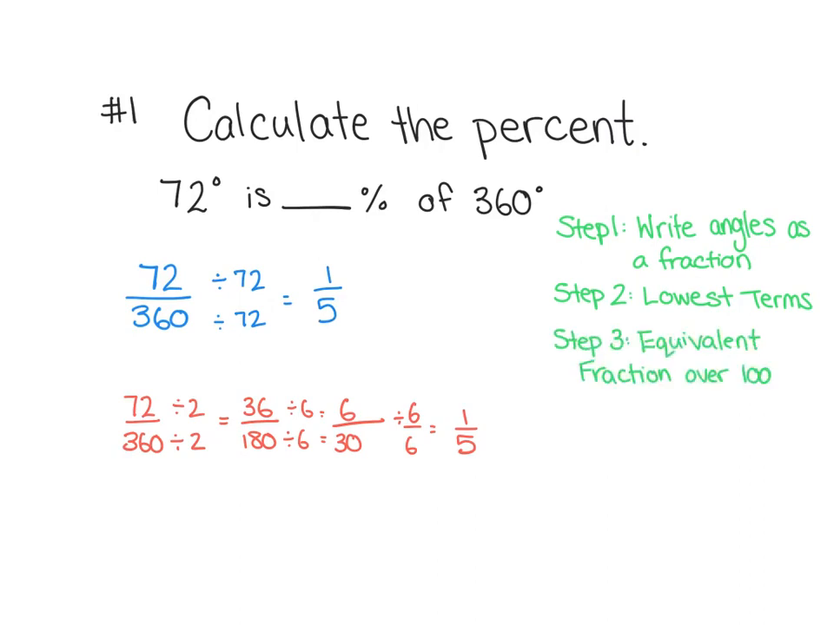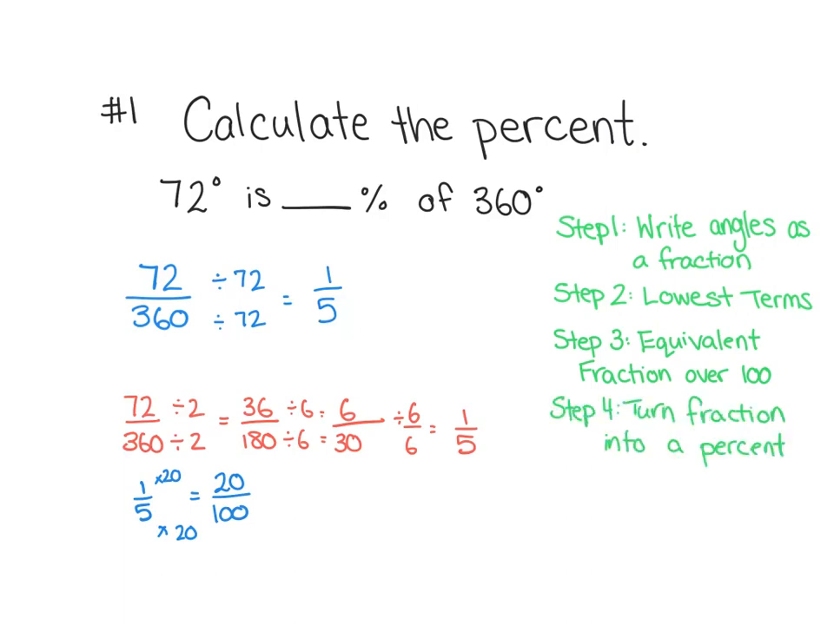Our third step is going to be to take our fraction, 1 over 5, and turn it into an equivalent fraction over 100. Because remember, 100 is a decimal fraction. It's quite easy to turn into a percent because percents are out of 100. So if I have 1 out of 5, to get from 5 to 100, I need to multiply it by 20. So that gives me 20 out of 100.